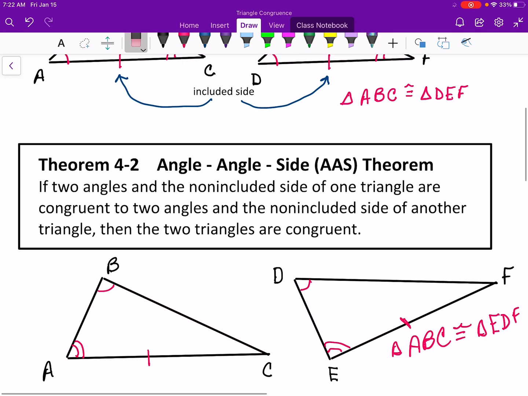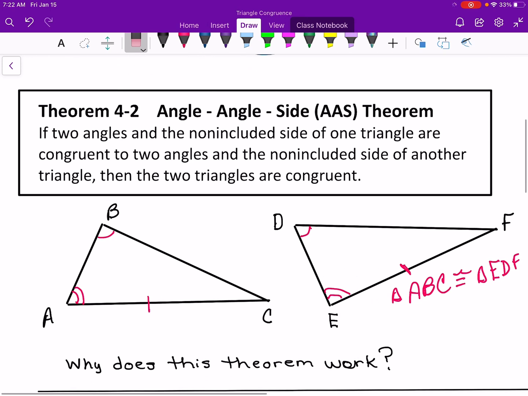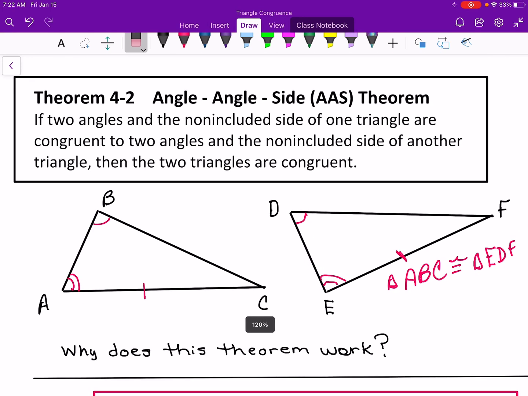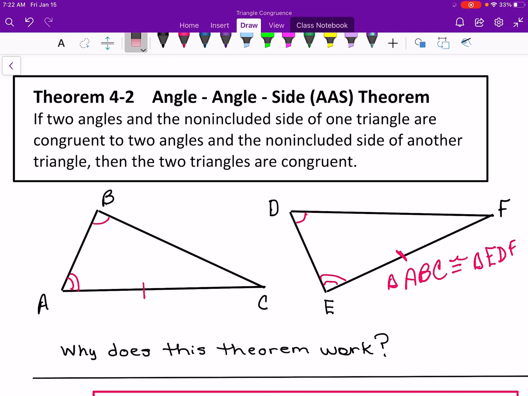The next one is the angle angle side theorem. Since it's a theorem, it is one that needs to be proven. We're not going to do a formal proof, but I will walk you through the logic on this. It says if two angles and the non-included side of one triangle, non-included meaning the side that's not between the angles, are congruent to two angles and the non-included side of another triangle, then the two triangles are congruent. So here's how the proof is going to work on this one. I have the angles marked and the side marked that are congruent. Again, this is an informal proof. I'm just going to talk us through it.